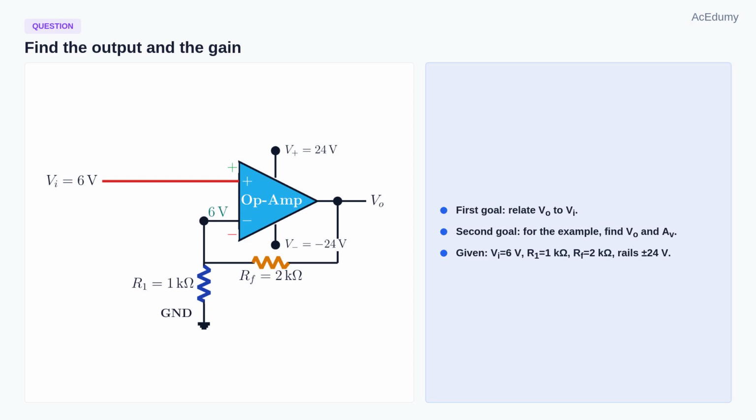First, we want the general relation between V output and V input. Then, in the example, Vi is 6 volts, R1 is 1 kilo ohm, RF is 2 kilo ohms, and the supply rails are plus and minus 24 volts. We will find the output voltage and the voltage gain step by step.